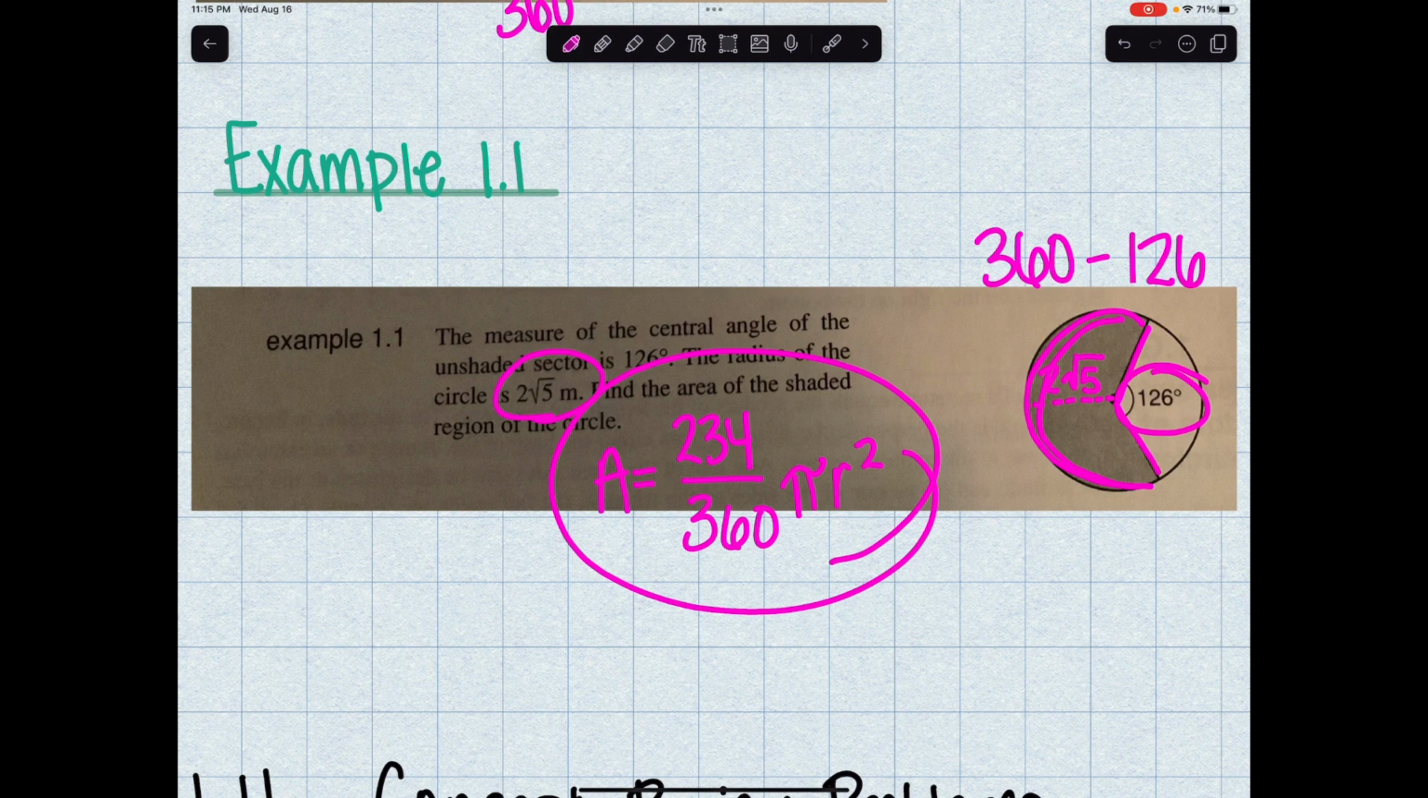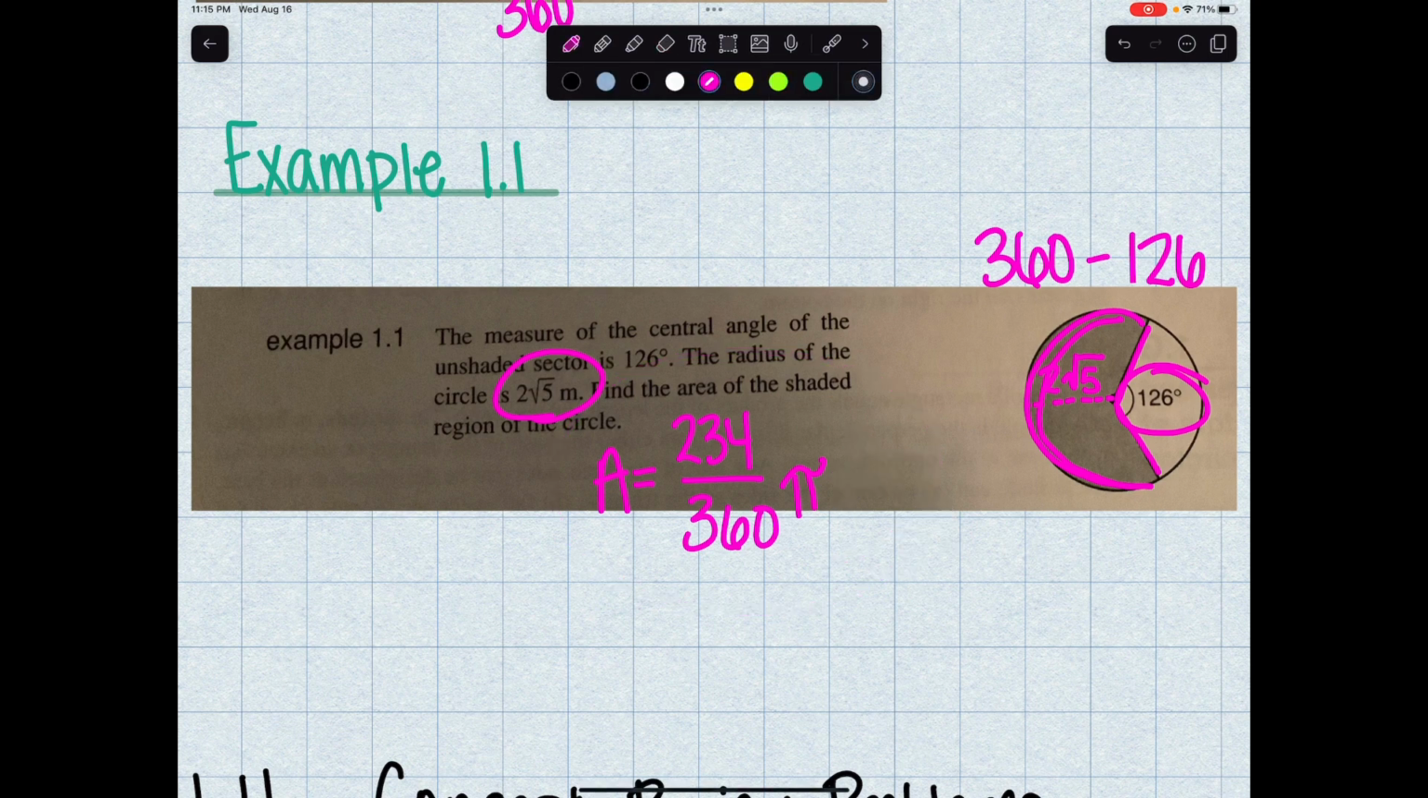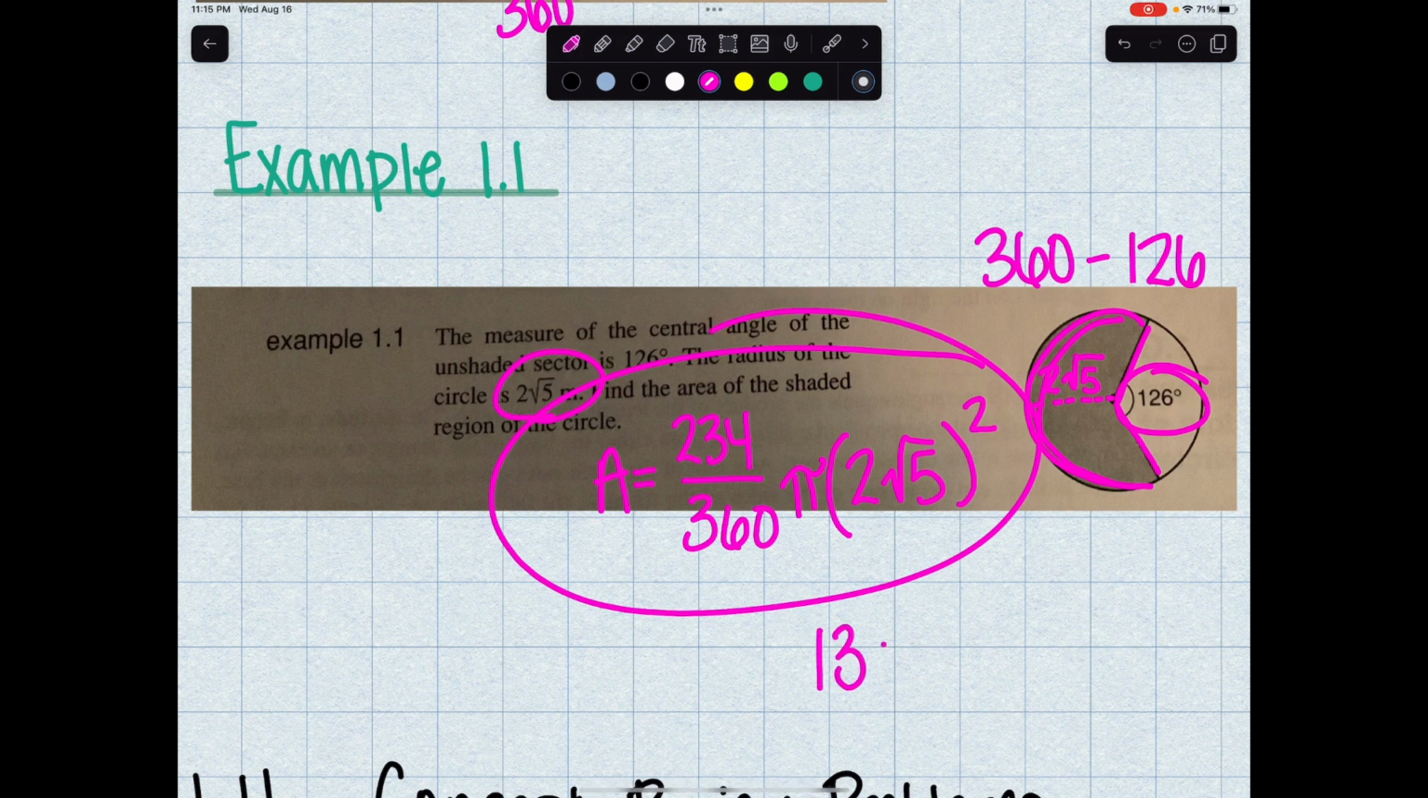Instead of r, we're going to plug in what they said the radius is. And what they said the radius is 2 square root 5. That whole thing has to be squared. So just do the math on that. You'll end up with 13 pi meters squared.